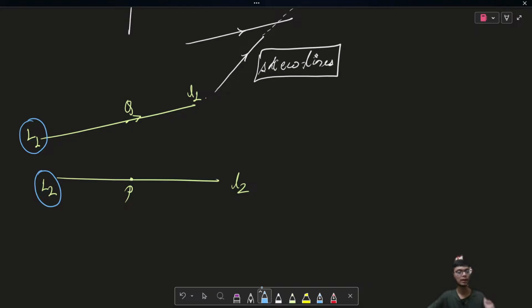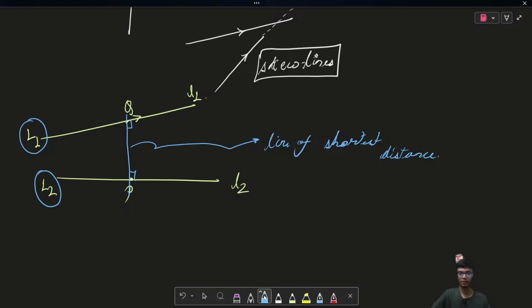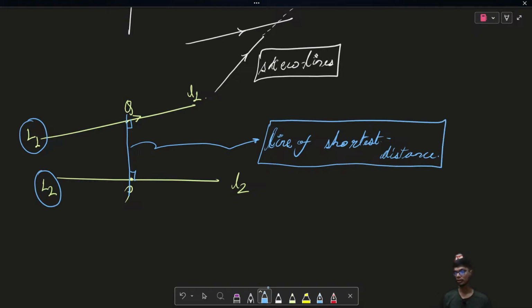and L2, right? So what I will do is try to draw a straight line that is perpendicular to L2 at P and perpendicular to L1 at Q. And this particular line will be the line of shortest distance. Okay, so we obtain the line between point P and Q to be the line of shortest distance.